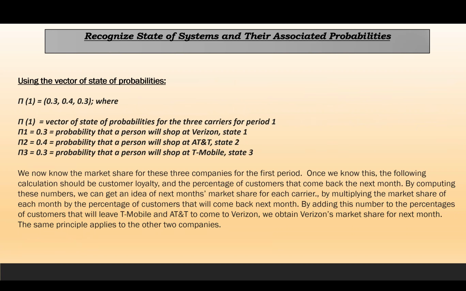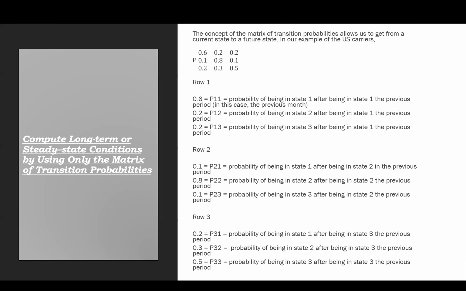All right, here we're going to calculate the long-term or steady state conditions by using only the matrix of transition probabilities. Here we have the matrix of transition probabilities, which allows us to get from a current state to a future state. Following the example we've been using, we have 0.6, 0.2, 0.2, 0.1, 0.8, 0.1, and 0.2, 0.3, and 0.5. These are the rows of the matrix.